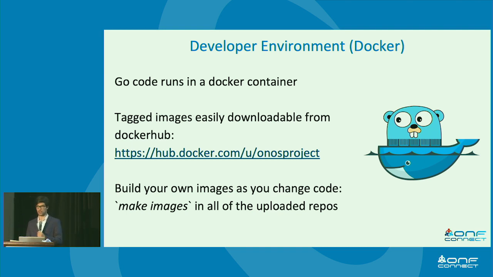If you want to change some code and you want to try out your own code that you made, every repo has a target which is called make images that builds the images for Docker based on the code that you have changed in your own local copy of the project. So again, make images is a target that we made the point of putting in all our repos. So it's kind of like a no-brainer. Oh, I changed some code in topo, make images. I changed some code in ONOS config, make images.